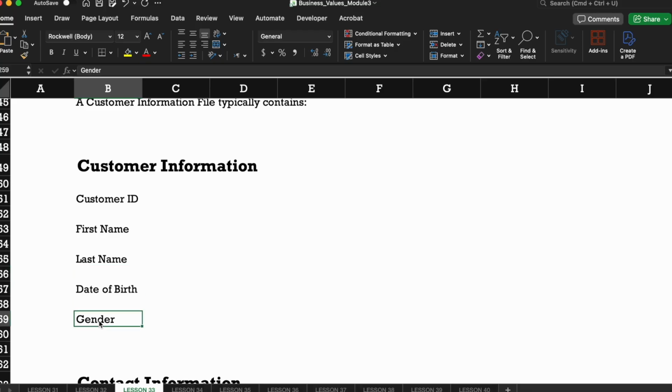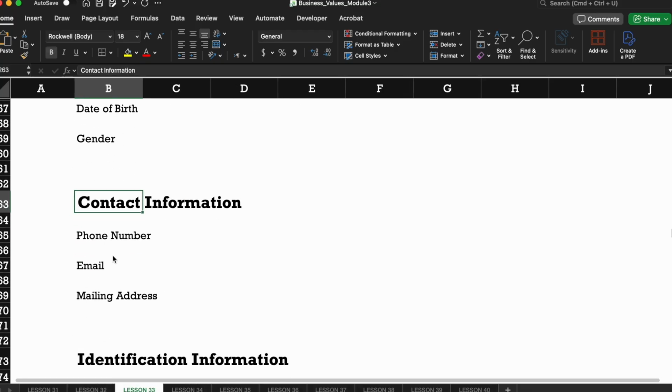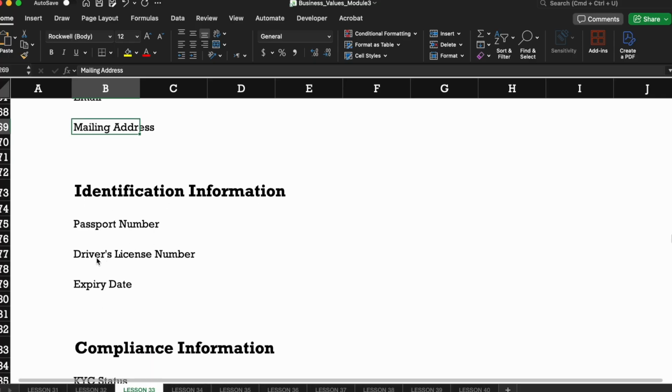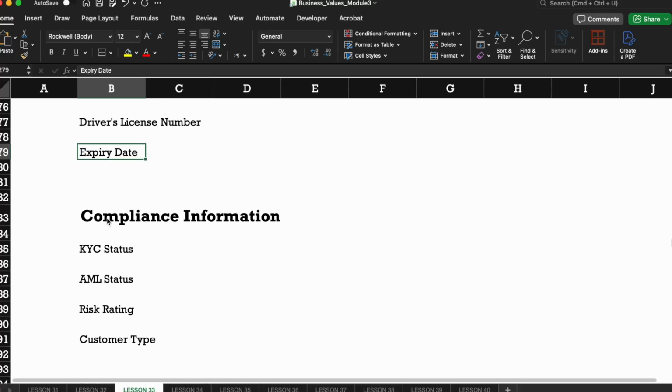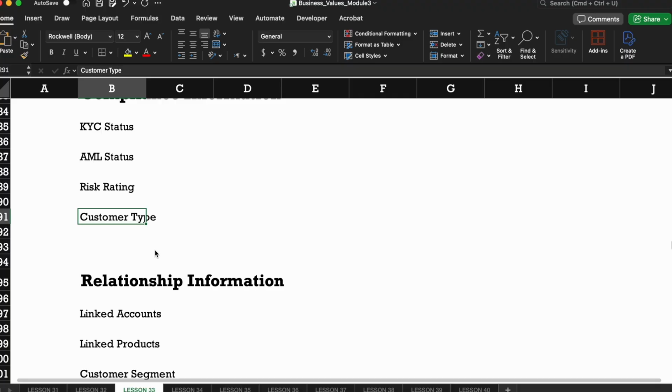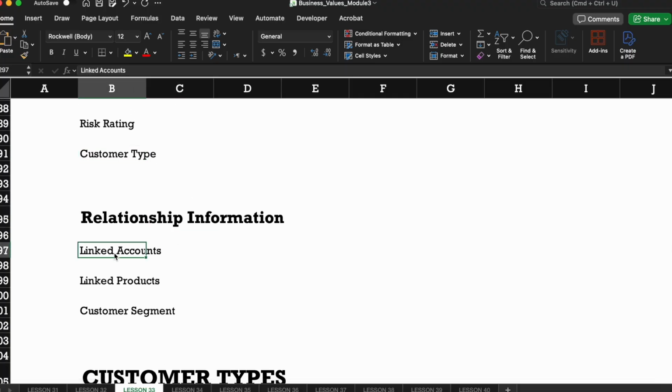Common CIF data: the customer information file typically contains customer information: customer ID, first name, last name, date of birth, gender. Contact information: phone number, email, mailing address. Identification information: passport number, driving license, expiry date. Compliance information: KYC status, AML status, risk rating, customer type. These are all linked to the CIF. Relationship information: linked account, linked product, customer segment.